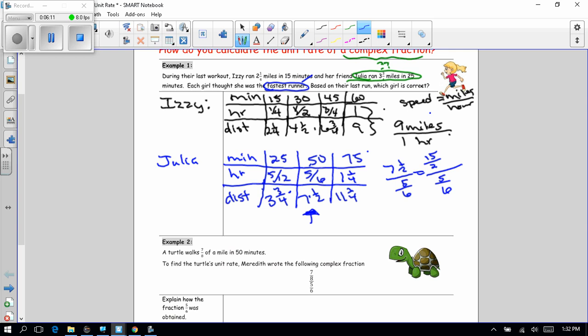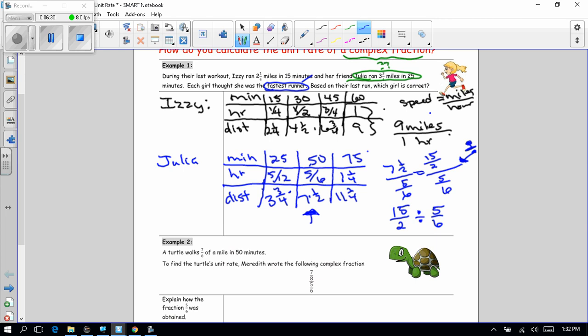It's pretty crazy looking. Well, don't freak out about it. That fraction bar there just tells you divide. Just divide that. That's all that's telling you to do. All right? So you're going to take 15 over 2 and divide by 5/6.